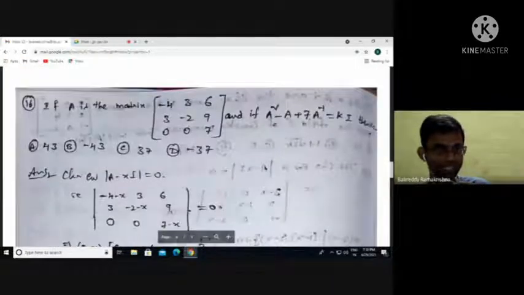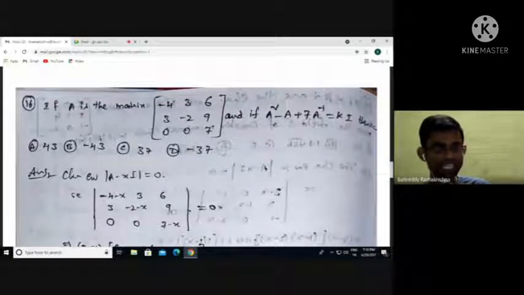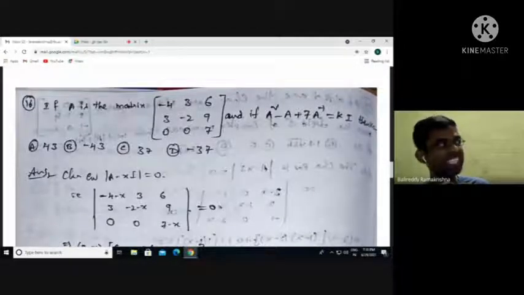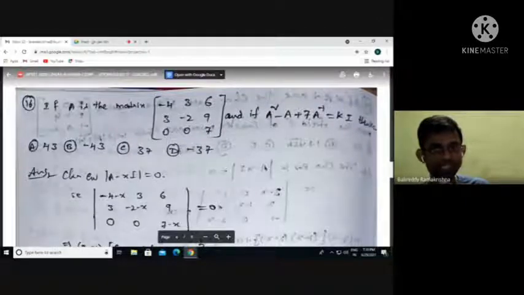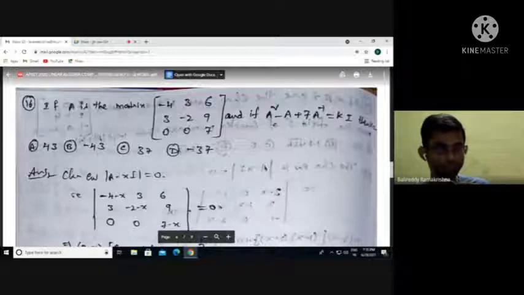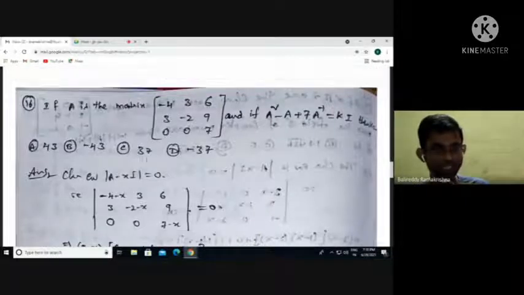Moving to question number 16. Here the question is, if capital A is the 3 by 3 matrix [-4 3 6; 3 -2 9; 0 0 7], and if A square minus A plus 7A inverse is equal to kI, then k is equal to, we have to find the k value. The four options are: option A, 43; option B, minus 43; option C, 37; option D, minus 37. We have to find one correct option from these four.